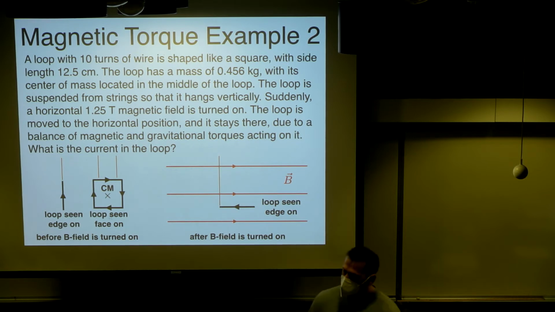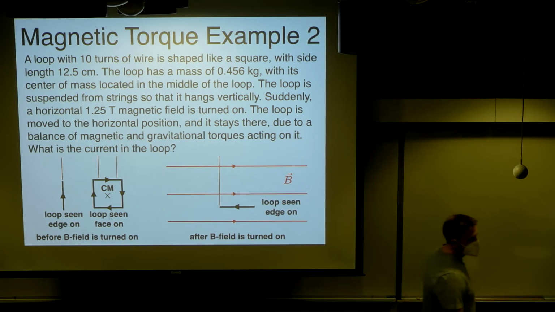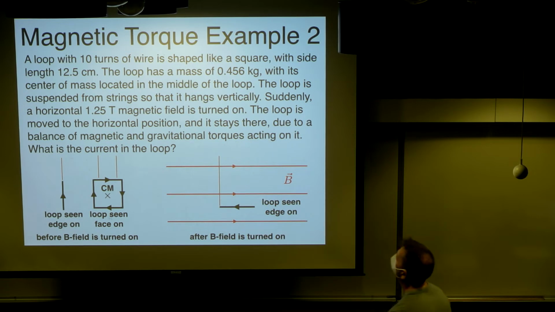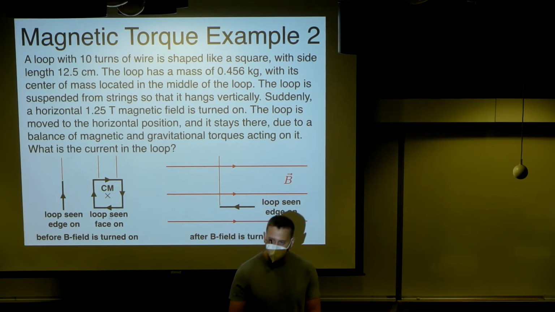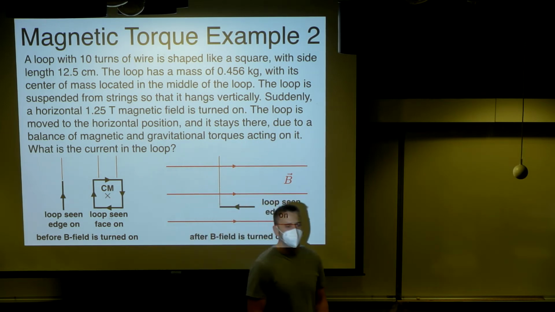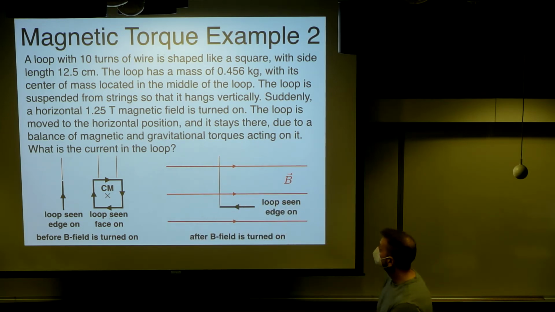So here's what's going on in this example. There's one like this on the homework, so pay attention. We have a loop with 10 turns of wire, and it's shaped like a square. The side length of that square is 12.5 centimeters. The loop itself has a mass of 0.456 kilograms. Let's assume that its mass is evenly distributed so that the center of mass is right in the middle of it. This is going to become relevant, as you'll see.